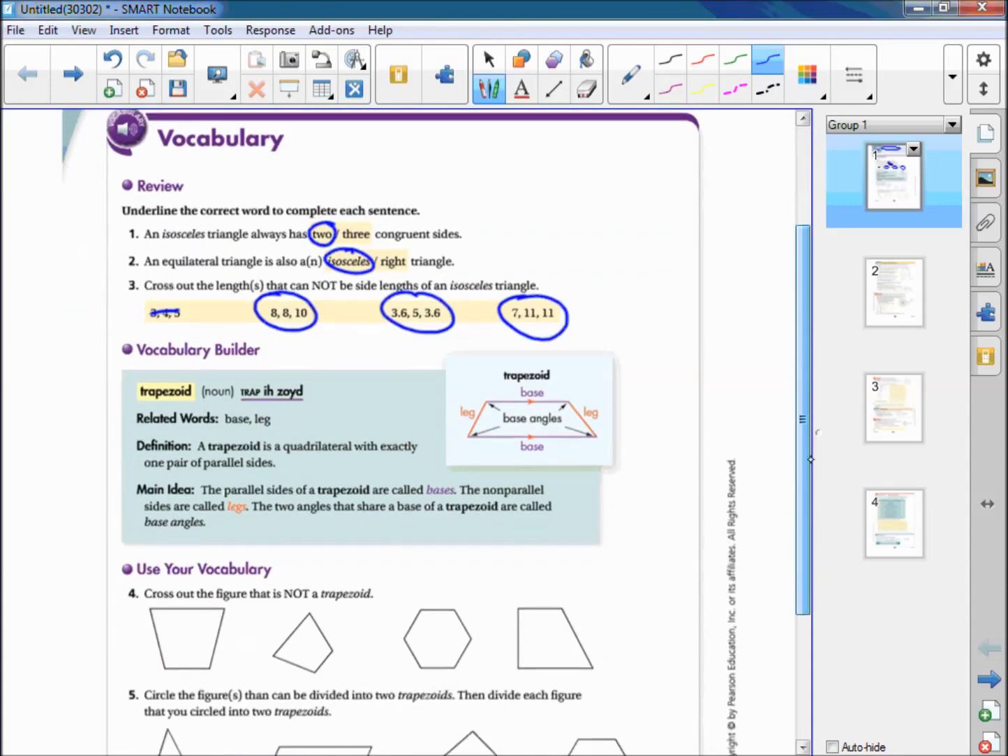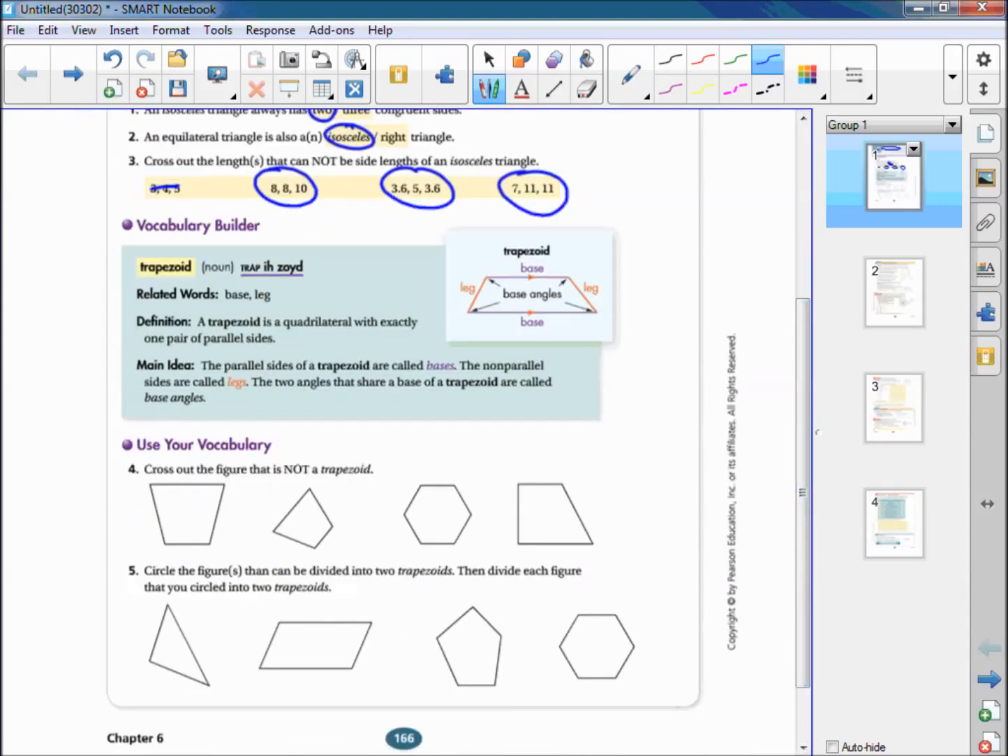All right, we have a definition here. A trapezoid is a quadrilateral with exactly one pair of parallel sides. So this time we say exactly. So a parallelogram is not a trapezoid. The parallel sides of a trapezoid are called its bases, and the non-parallel sides are called the legs. Two angles that share a base of a trapezoid are called the base angles.